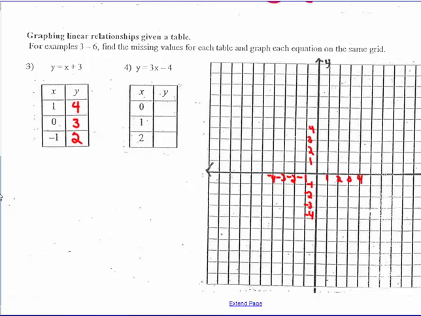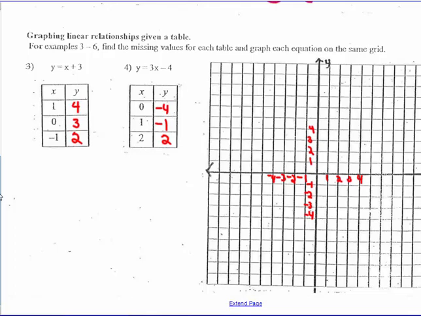Number 4, y equals 3x minus 4. So when x is 0, 3 times 0, I get negative 4. When x is 1, 3 minus 4 is negative 1. When x is 2, 3 times 2 is 6. Take away 4, I get 2. Now I'm going to graph these points. And because I'm doing it on a smart board, hopefully they'll graph nicely.